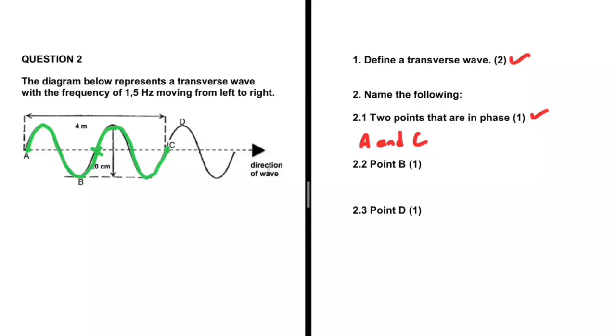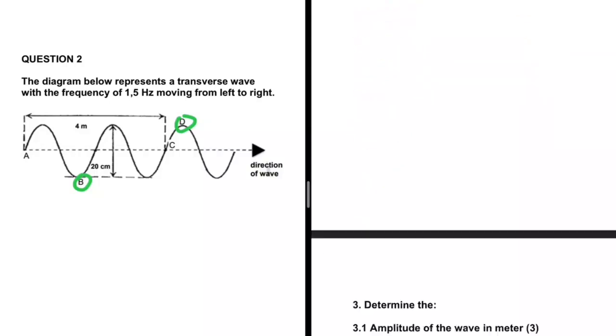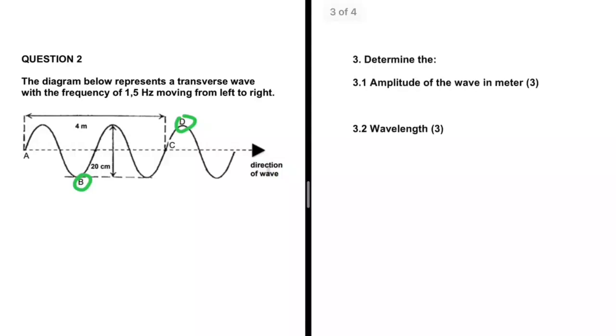Name the point B. What do we call this point? That is a trough. If it was D, it would be a crest. So there we go. 2.2, that is a trough. And the 2.3, we're supposed to name the point D. Our point D is the crest. Let's move to the questions that follow.